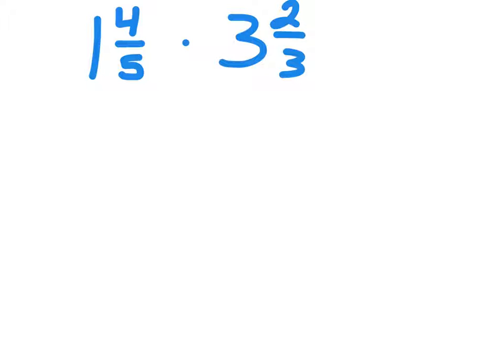Okay, here we're going to follow the same process, except you'll notice that we have 2 mixed numbers. We have 1 4/5, and we have 3 2/3. We're going to multiply these the same way we did. I'm going to use the method and change 1 4/5 into an improper fraction.